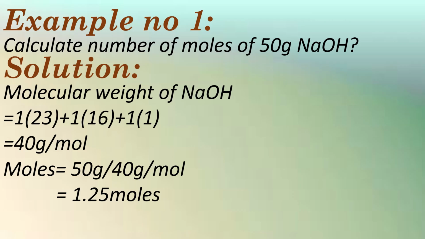Now we will apply the formula of moles. Moles is equal to mass over atomic weight or molecular weight. In case of an atom, we will write atomic weight. In case of a molecule, we will write molecular weight. So 50 gram is the mass of sodium hydroxide divided by 40 gram per mole is the molecular weight of sodium hydroxide. So moles of sodium hydroxide are calculated to be 1.25 moles.